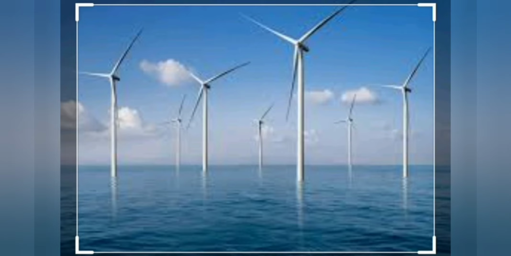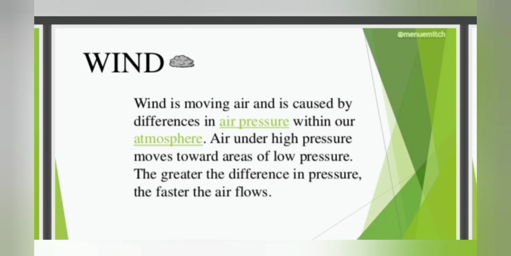Now, what is wind? Air blows from high pressure areas to low pressure areas. Air that moves horizontally is called wind. The vertical movement of air is called air current. There are three types of wind: planetary winds, periodic winds, and local winds.